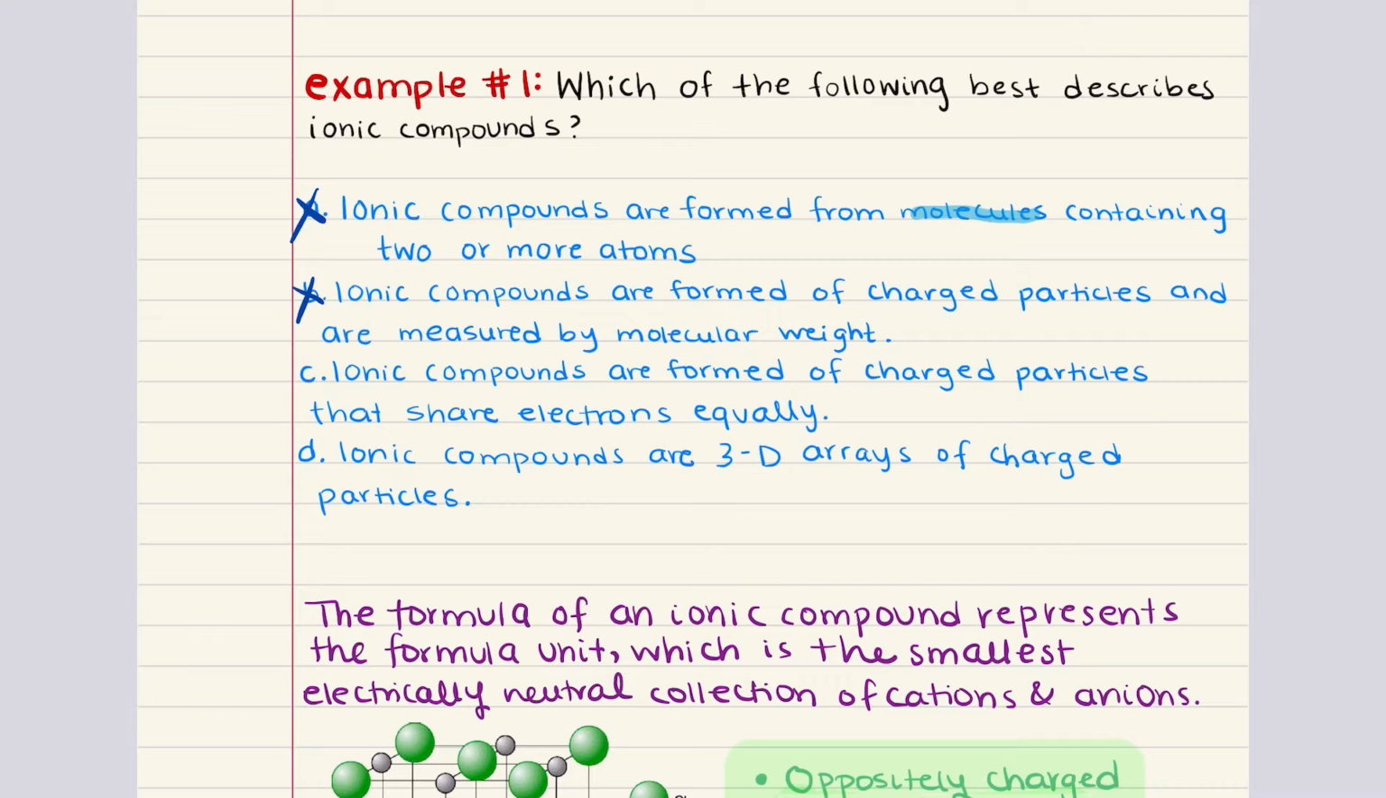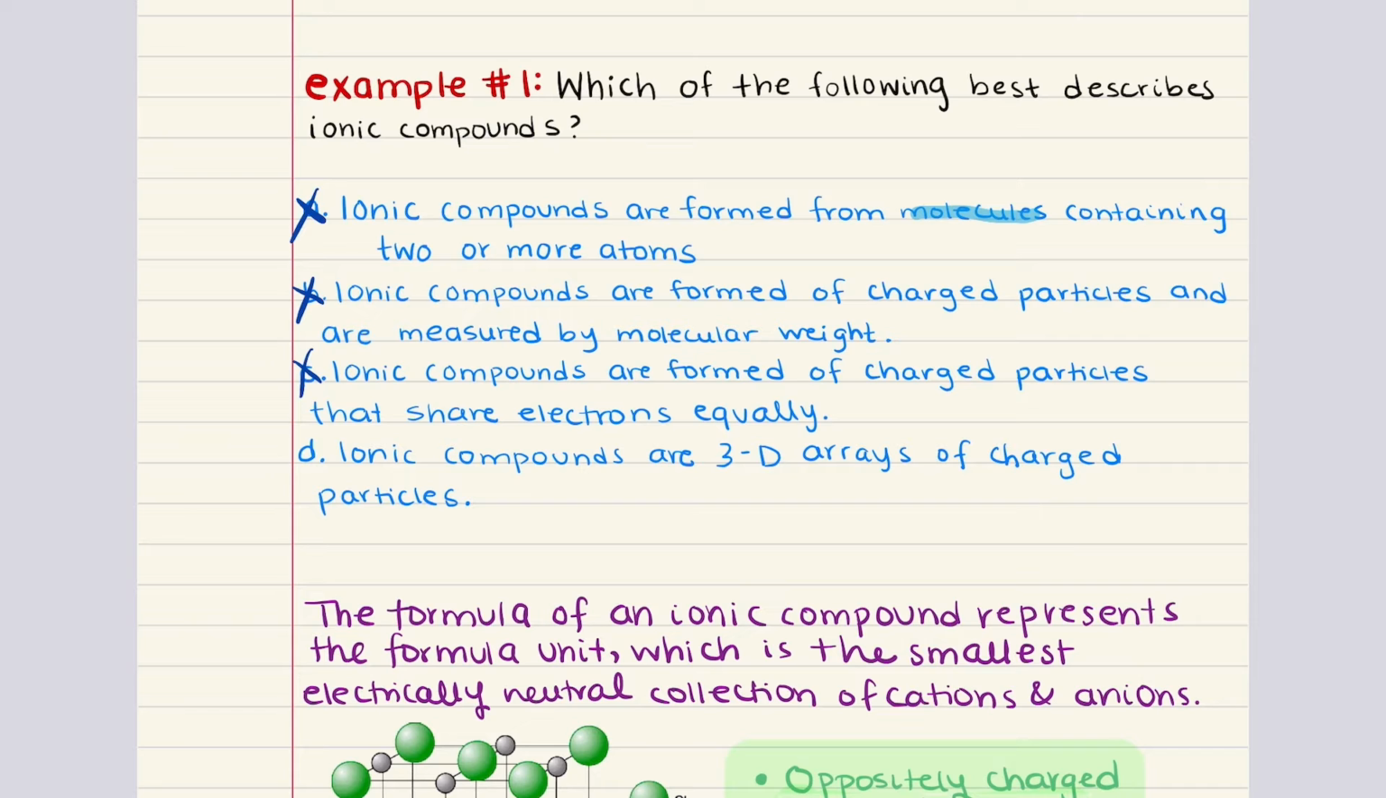C says ionic compounds are formed of charged particles that share electrons equally. This statement is incorrect. Ionic compounds form through the transfer of electrons from one atom to another, not by sharing electrons. Sharing electrons equally is a characteristic of covalent bonds, not ionic bonds. So C is also incorrect. Let's read our last and final option.